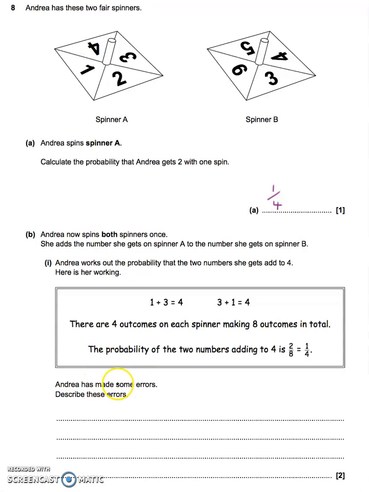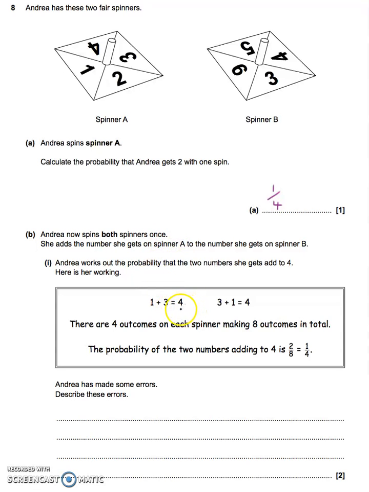Andrea has made some errors. Describe those errors. So there's 2 marks available, so there must be 2 errors that we're looking for. It says some, so 2 would be a good indication. 2 marks, 1 mark for each one. Let's have a look at doing the working out properly and then seeing what mistakes she might have made. That's the advice I'd give you on this one.